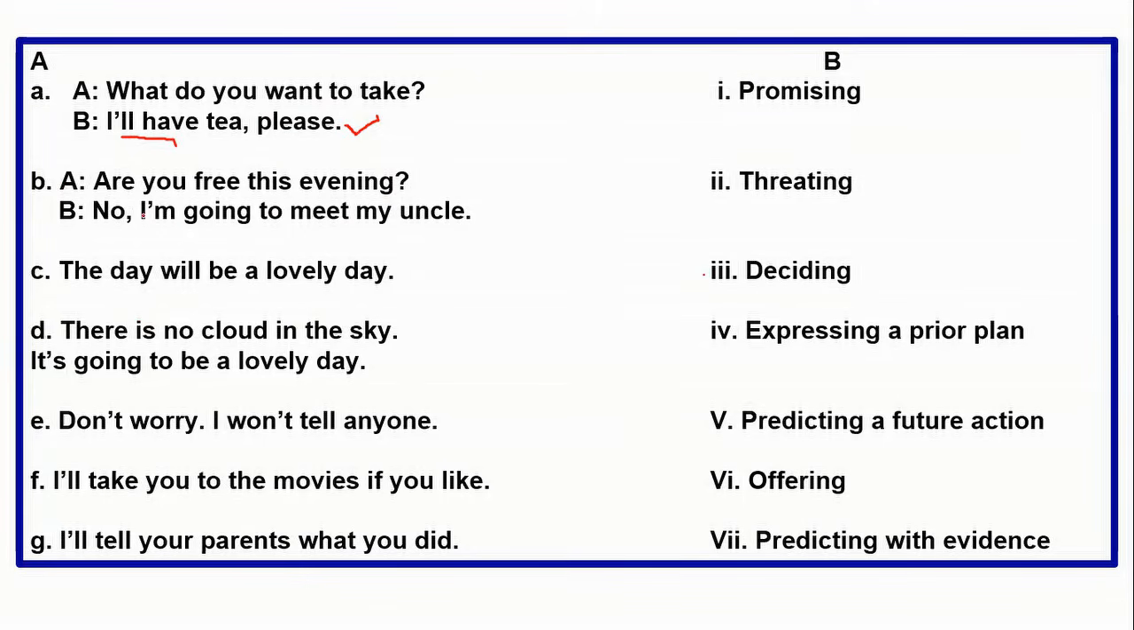Are you free this evening? No, I am going to meet my uncle. हैन म त फ्री छु नि, अंकललाई भेट्छु भने पहिल्यै प्लान बनाइसकेको छ. The speaker has already made the plan before the moment of speaking. So this is what we call expressing a prior plan.